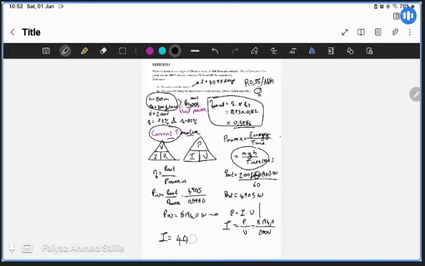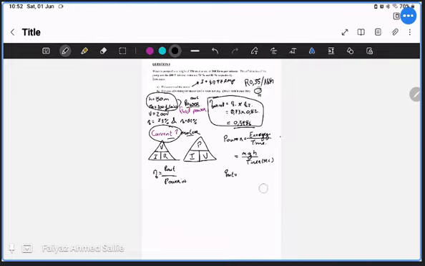So let's remove what is not needed from this question.